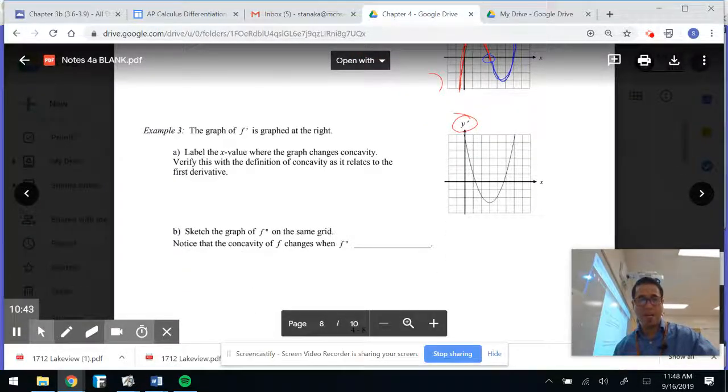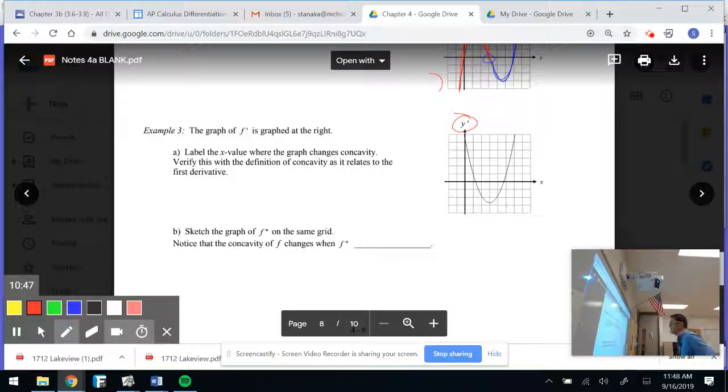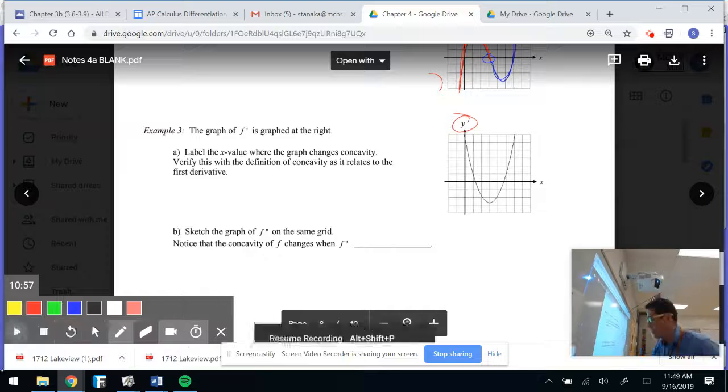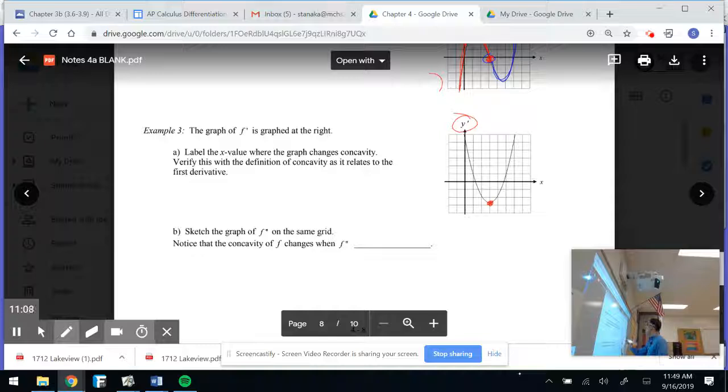What if I'm looking at the derivative graph? It says, label the x value where the graph changes concavity. Verify this with the definition of concavity as it relates to the first derivative. So when we look above, that kind of looked like it changed, right, class? From concave down to concave up. Vice versa, let's take a look at this. That is the first derivative graph, right? We just got done doing this in chapter 3.